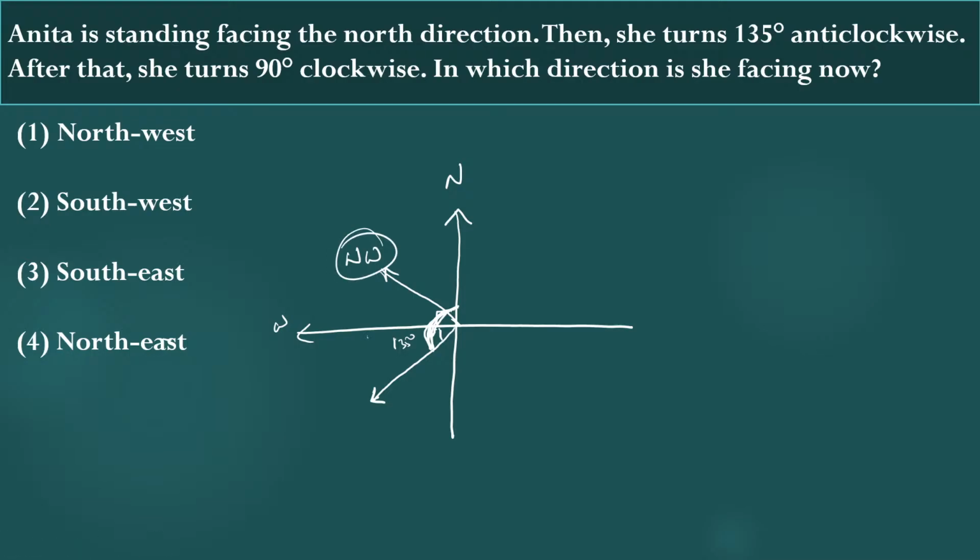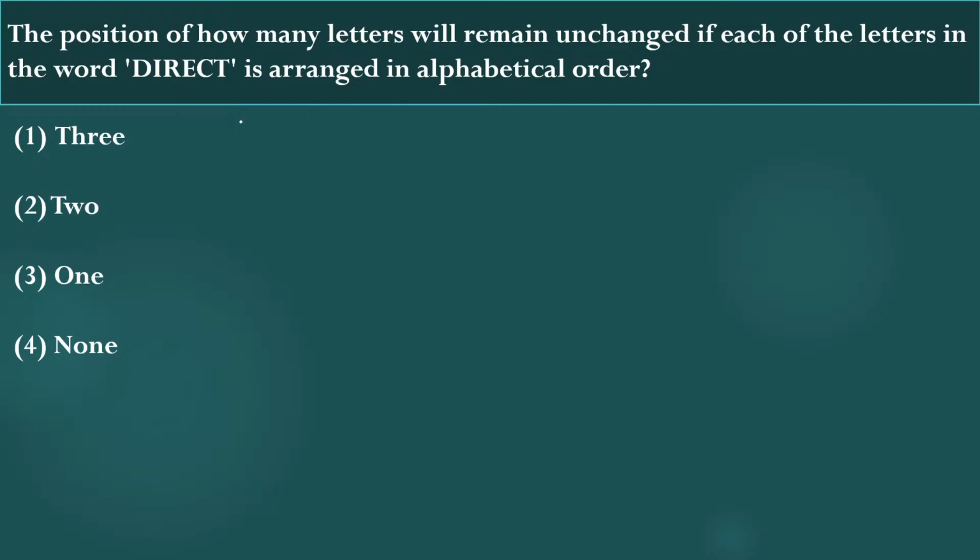See, once again I will clearly explain here. She is facing the north direction. She moves 135 means she comes like this. She is in that direction here, and after that she moves 90 degrees. So, here is the northwest direction she is facing. Option 1 is correct. Next question.